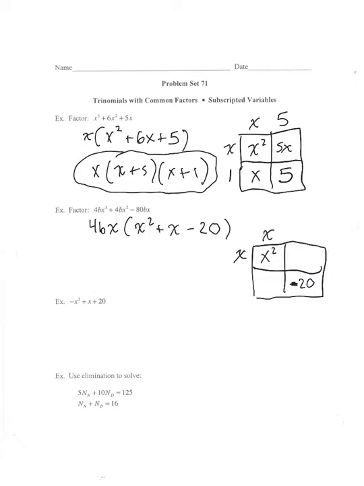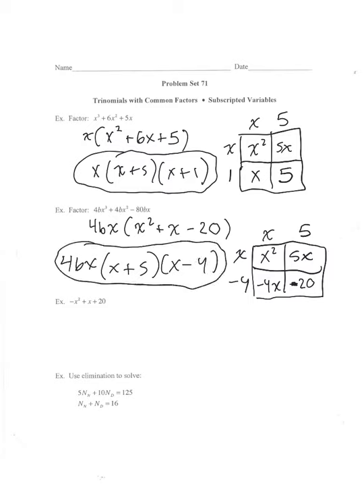So two things that are, let's see, it looks like we'd be talking about probably a positive 5 and a negative 4. So that would be 5x and negative 4x, and when I add 5x and negative 4x, that gets me the 1x that I want. And 5 times negative 4 is negative 20. So that means that I can break this apart into two binomials. And that looks like this. And here's my final answer, fully factored.